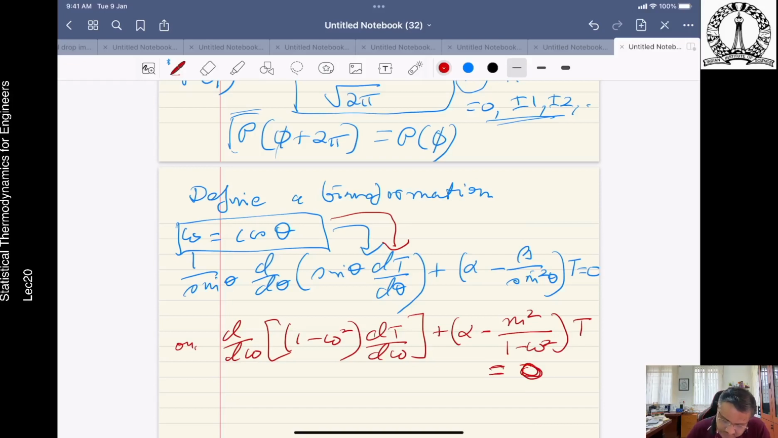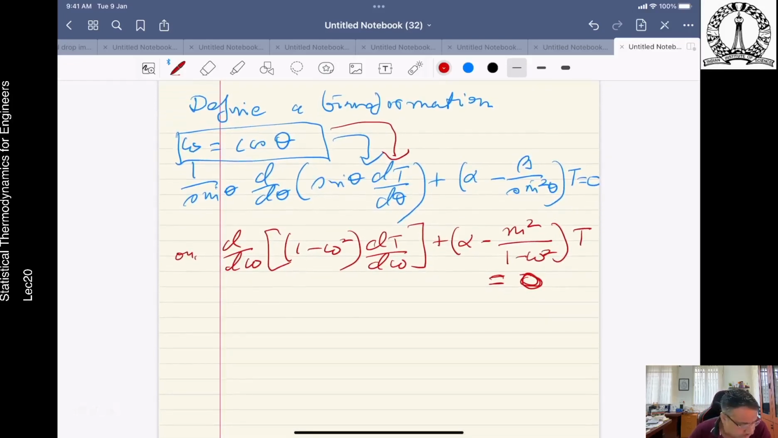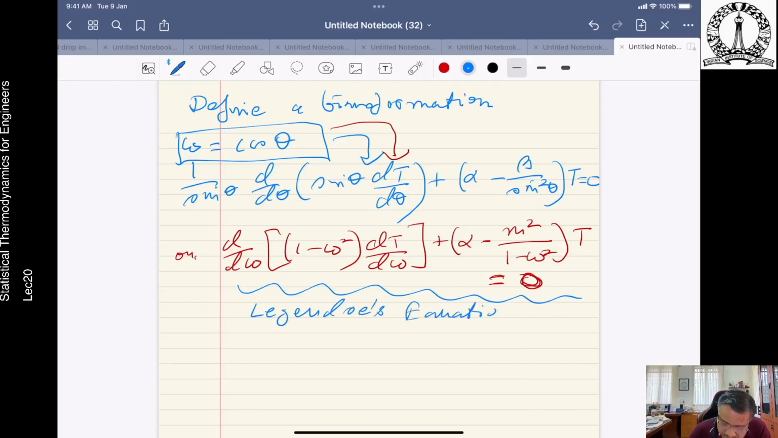Okay, so sine square theta is 1 minus cos square theta. So this expression, if you look at it closely, is called the Legendre's equation. It comes from spherical harmonics, actually. Anything that shows spherical symmetry involves the Legendre's equation. So this usually has a power series solution.